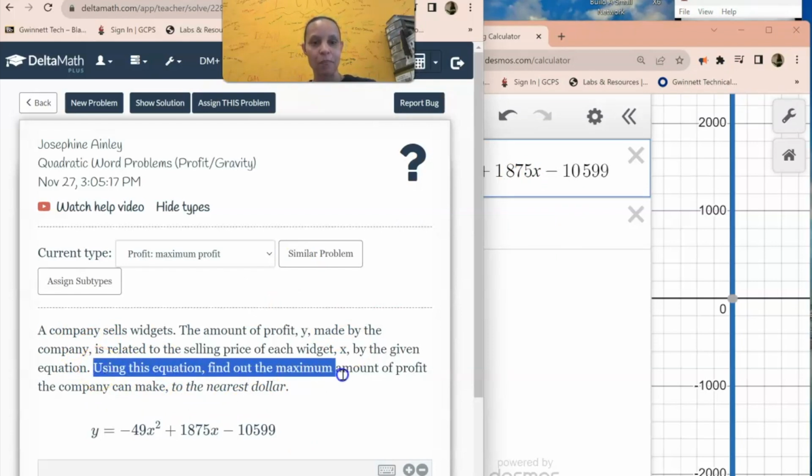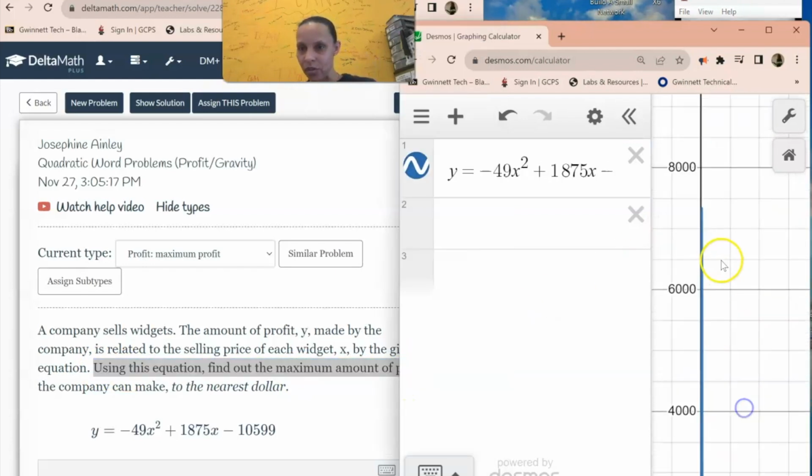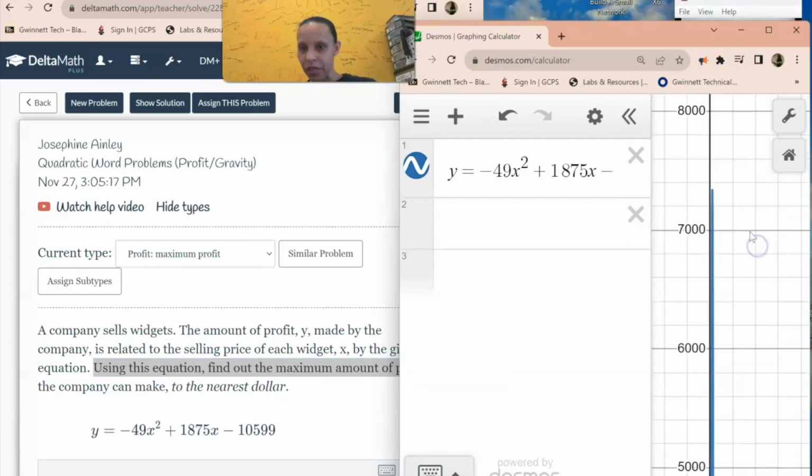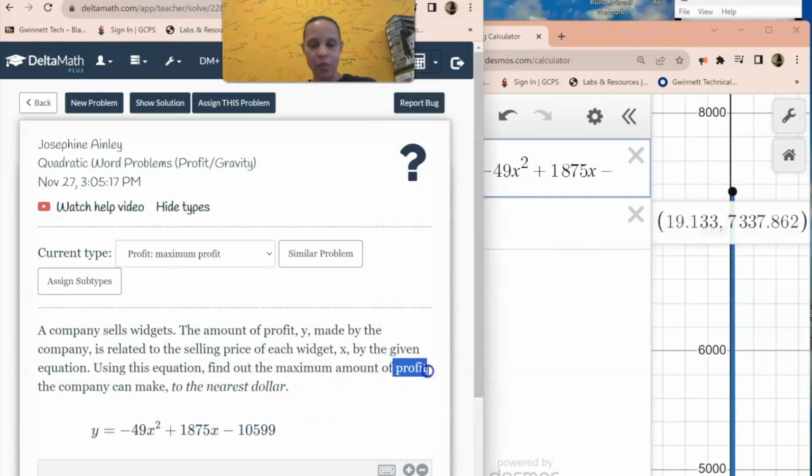Using the equation, find the maximum amount of profit. So I'm talking about the maximum. So I'm going to zoom out, zoom in. Here's my maximum. Okay, there are two numbers that could be my answer. Which one do I want? I want the one that says profit.